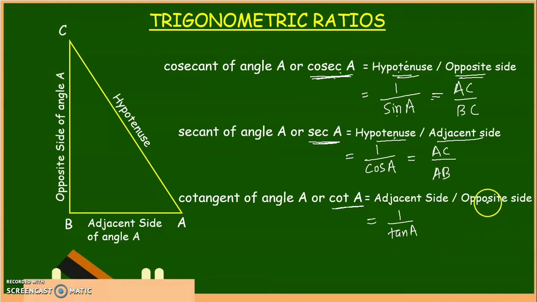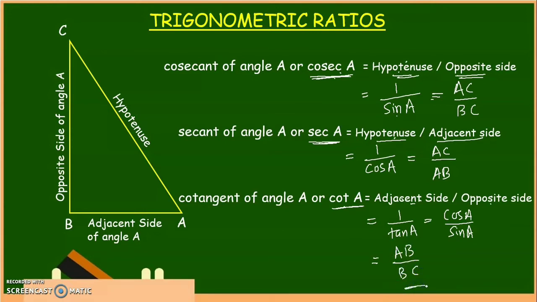Tan A was a ratio of opposite side upon adjacent side, whereas cot A is adjacent side divided by opposite side. So it is the reciprocal of tan A, or you can write it as the ratio of cos A divided by sin A. And if you want to write the formula for cot A in this triangle ABC, here the adjacent side is AB and the opposite side is BC.